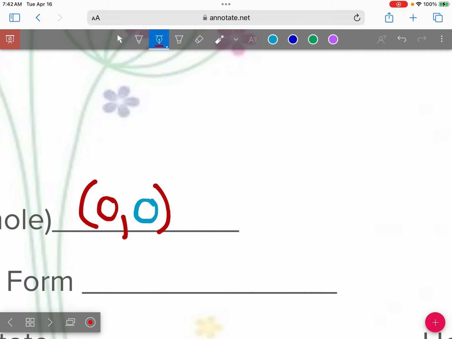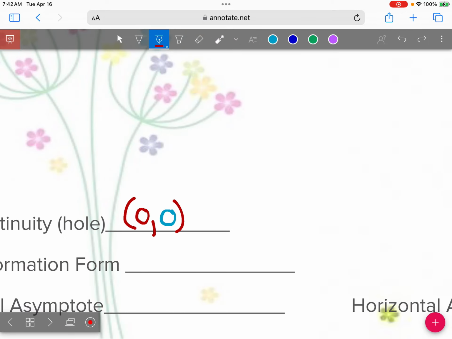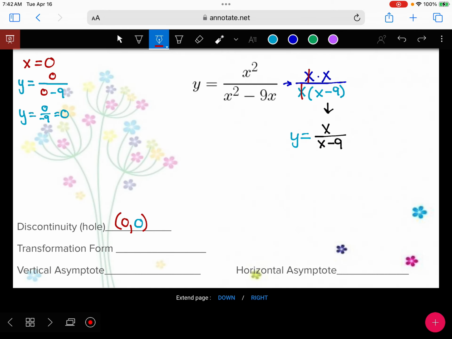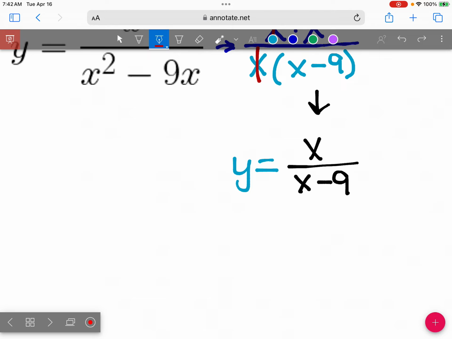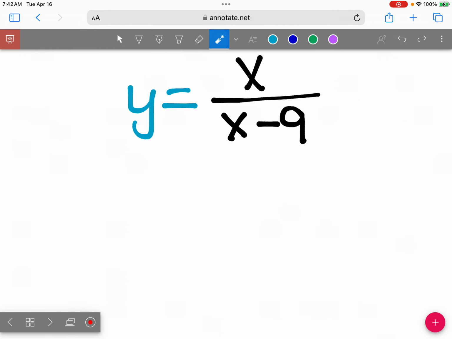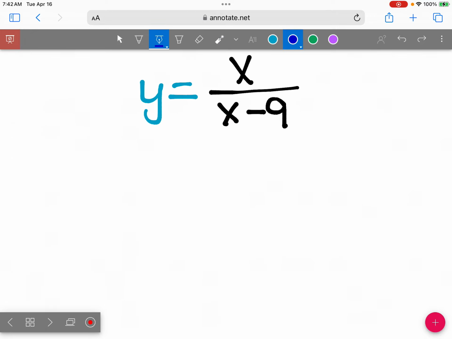It won't always be the origin, but it will not be uncommon. So then let's find our transformation form going through our division again from yesterday. So I'm going to take my x over x minus 9, and we're going to do this division where I divide my x by x minus 9.